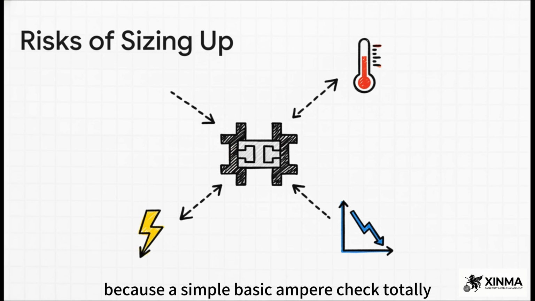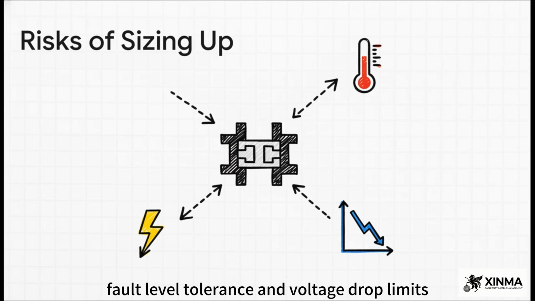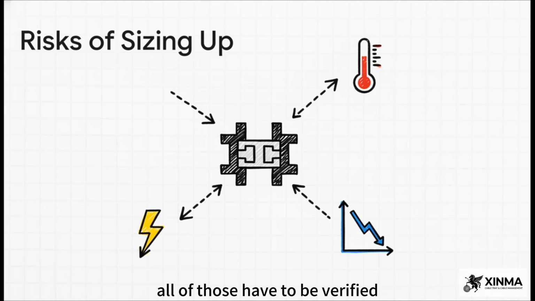And why does this happen? Because a simple, basic ampere check totally ignores critical interconnected requirements, things like temperature thresholds, fault level tolerance, and voltage drop limits. All of those have to be verified together as a complete package.